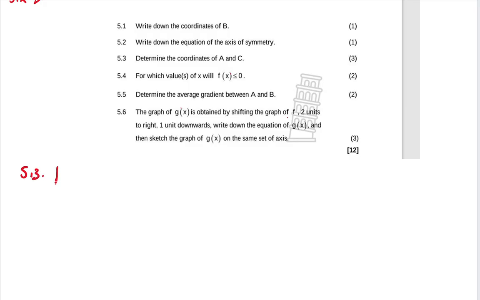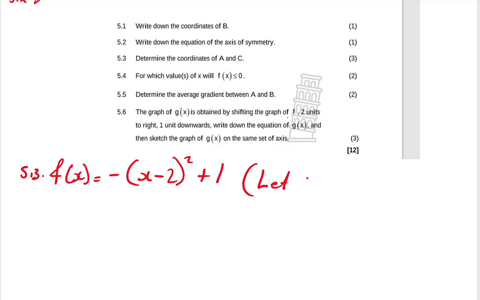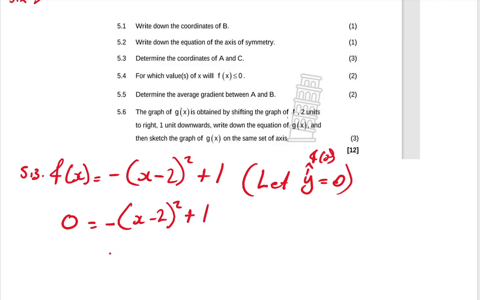5.3. We're given f of x is equal to negative (x minus 2) squared plus 1. And then you say let y equal to 0, or let f of x equal to 0, if you don't want to say y, because they gave us f of x here. So we write 0 is equal to negative (x minus 2) squared plus 1. Do you get me?